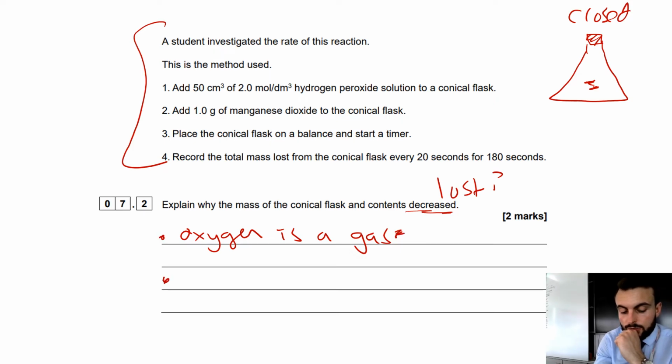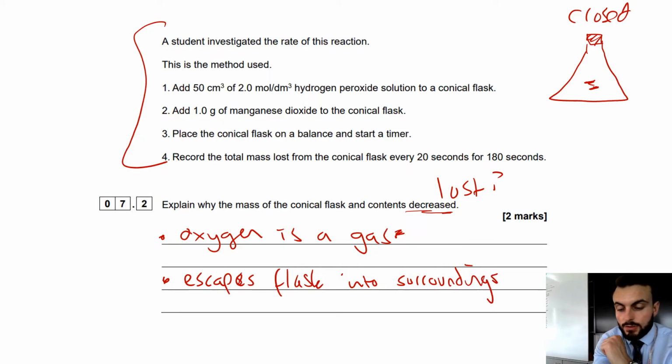So therefore, because it's not a closed system, that escapes the flask into the surroundings, which is why we've lost mass.